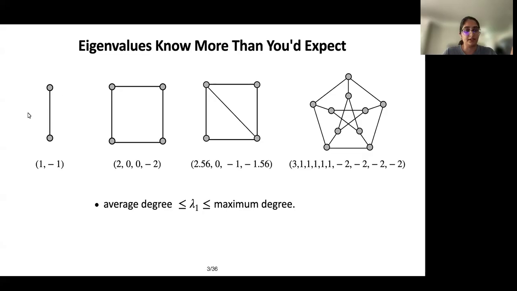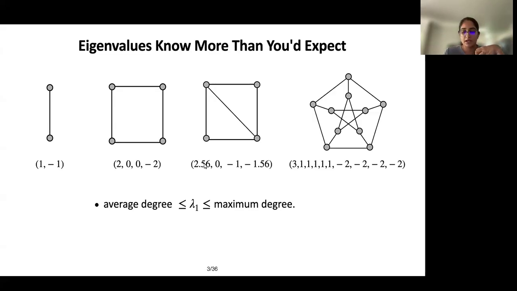So for example, in the case of the edge, you have largest eigenvalue 1. In the case of my square graph, you have largest eigenvalue 2, which is also the average degree. Similarly, for the Petersen graph, you have largest eigenvalue and average degree 3. But for the diamond graph, my average degree is 2.5, the maximum degree is 3, and my lambda 1 sits comfortably between that.